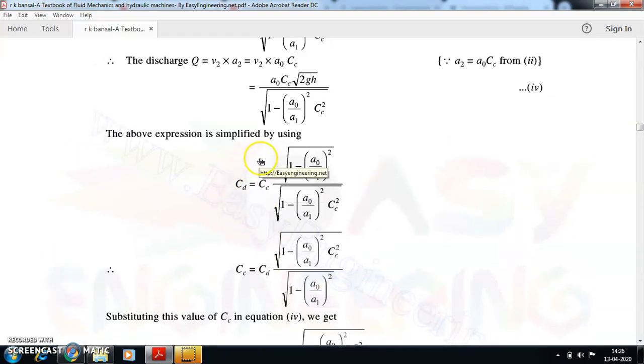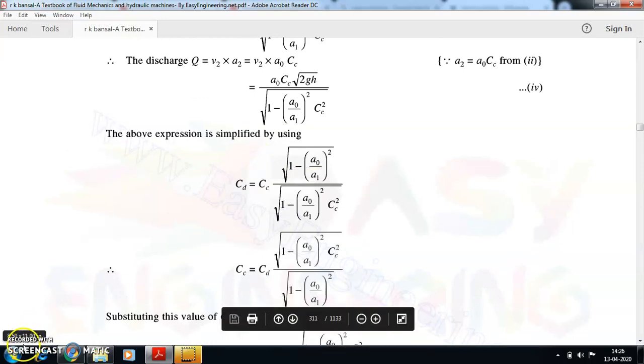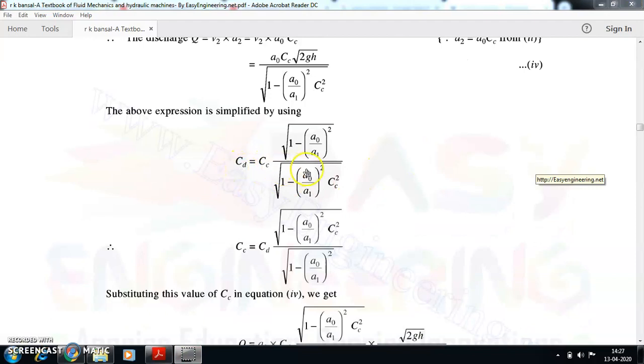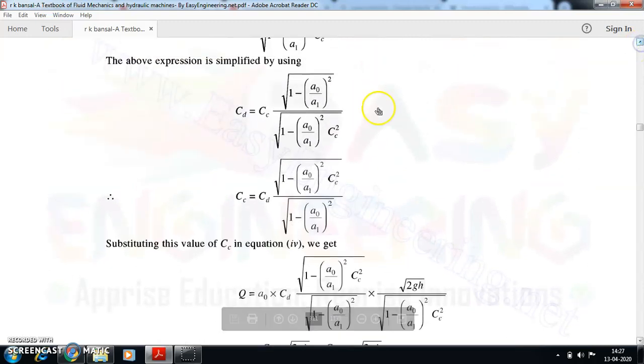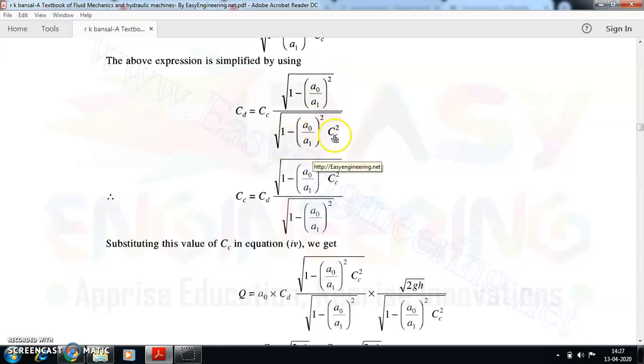CD. We are defining a new term called CD over here, and CD is nothing but the coefficient of discharge of the orifice meter. So CD is equal to CC into root of 1 minus (A0 by A1) the whole square, divided by 1 minus (A0 by A1) the whole square into CC square. This is the only change from the numerator part. So I can write CC is equal to CD into the denominator term divided by the numerator term.